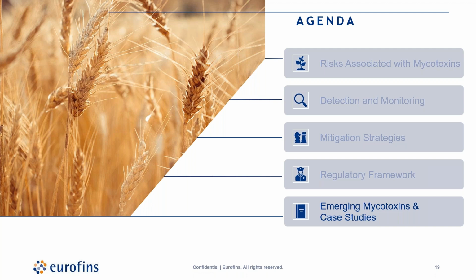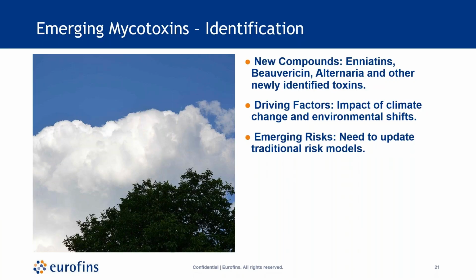All right, next we have another section just discussing emerging mycotoxins and some case studies. The dynamic nature of fungal biology means that there are going to be new mycotoxins that are continually being identified. Recent studies have spotlighted compounds such as enniatins, beauvericin, and Alternaria toxins as emerging risks. Climate change, by altering temperature and humidity profiles, is creating new opportunities for uncommon fungal species to proliferate. These developments call for revisiting traditional risk models and updating detection methods to encompass these novel threats.